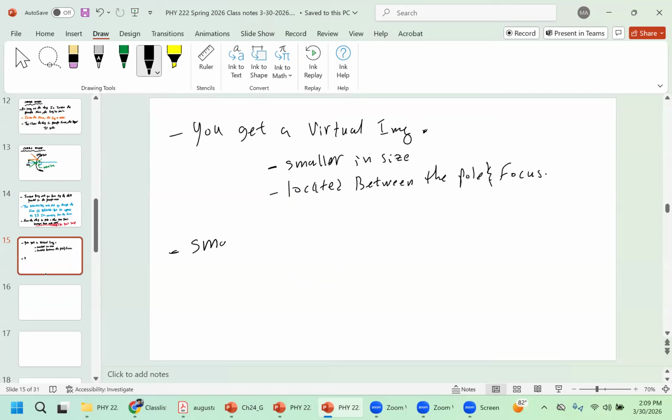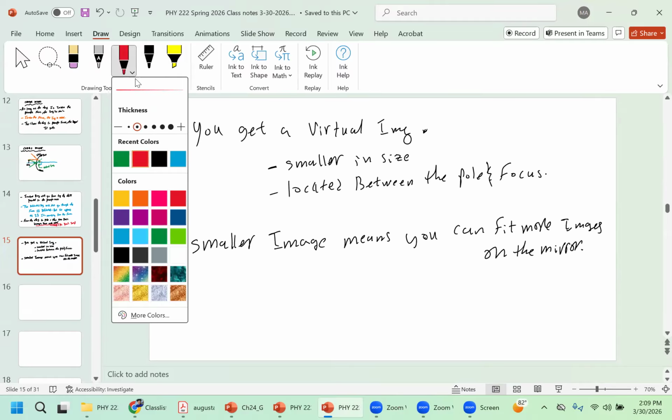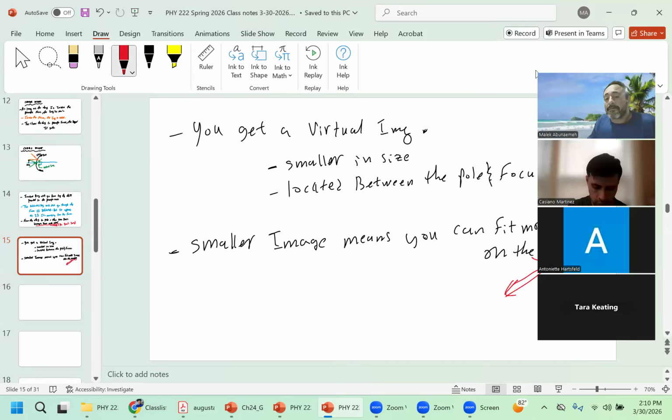Basically, because it's a smaller image, it means you can fit more images on the mirror. Anybody knows what type of mirror we're talking about? Anybody seen gas station mirrors? Or convenience stores? You with me so far?